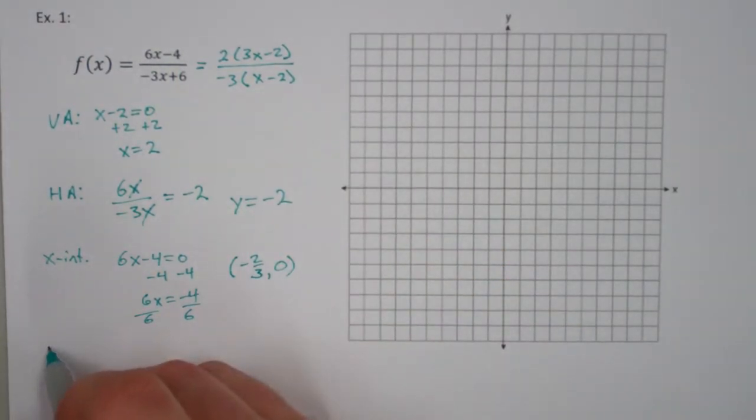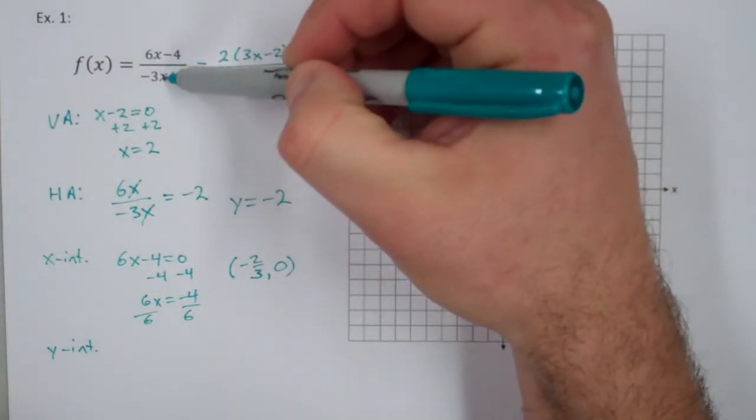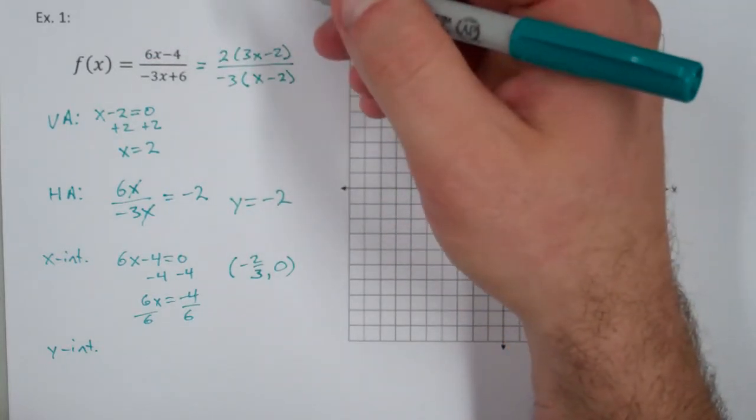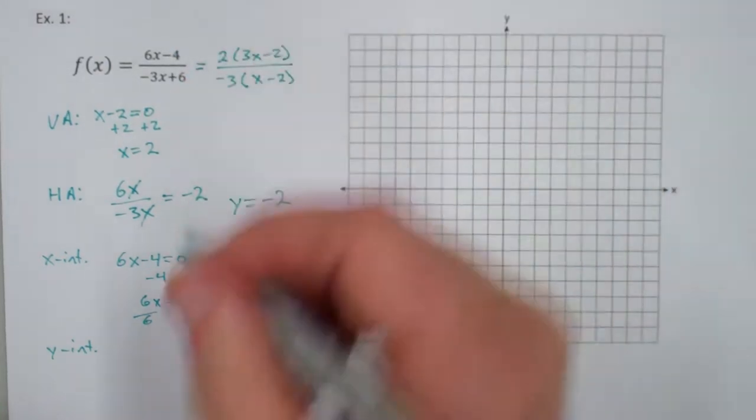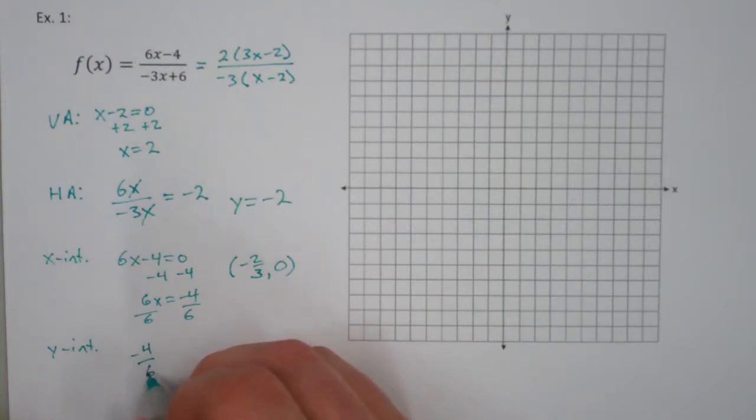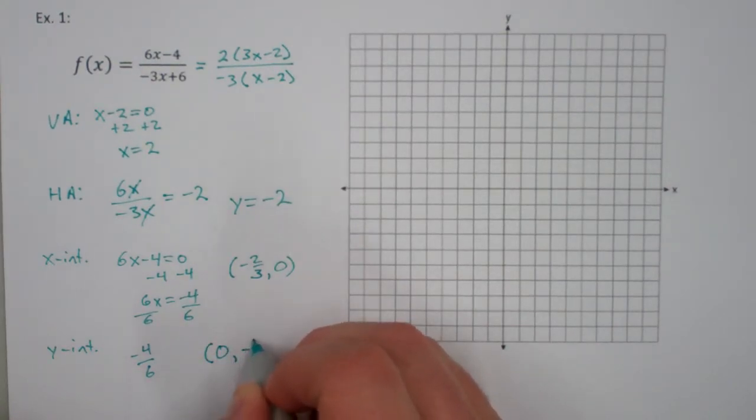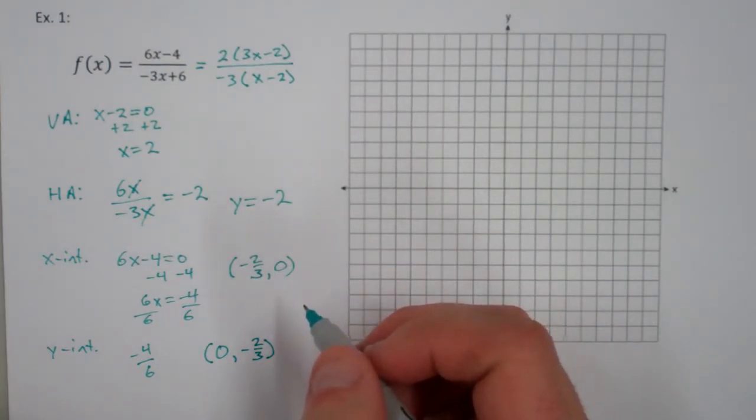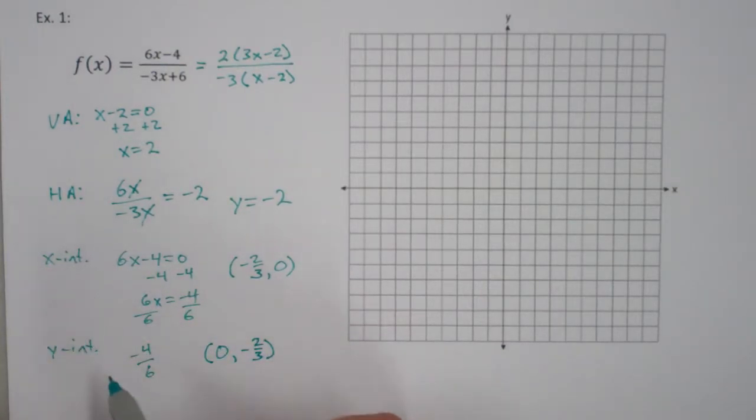Alright, we'll do the y-intercept. This one's pretty easy. X is going to be 0 here, so any term with an x in it is just going to be gone. X is 0 for the y-intercept, and so we have negative 4 over 6. We find that the y-intercept would be 0, comma negative 2/3. Now we've found the vertical asymptote, horizontal asymptote, and x and y intercepts.